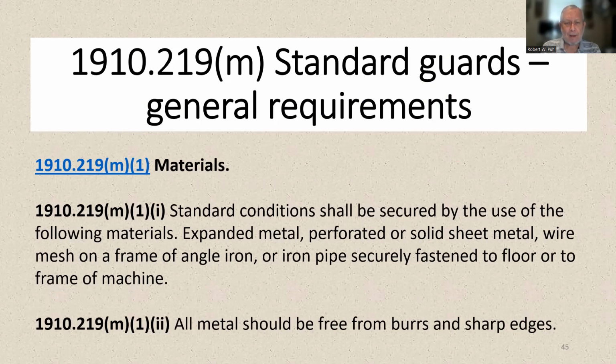But now we're going to talk about standard guards, general requirements. Standard conditions shall be secured by the use of the following materials: expanded metal, perforated or solid sheet metal, wire mesh on a frame of angle iron, or iron pipe securely fastened to the floor or to the frame of the machine. All metal should be free from burrs and sharp edges. All right, that's the materials. Most of the time, expanded metal is used for guards.